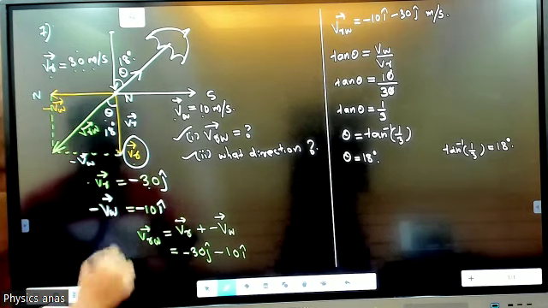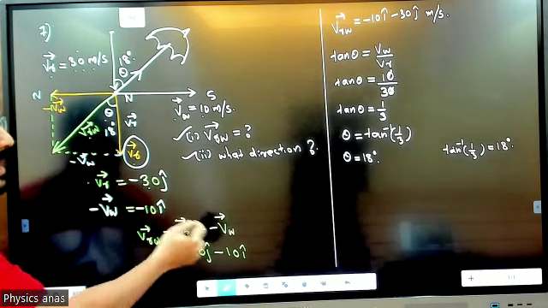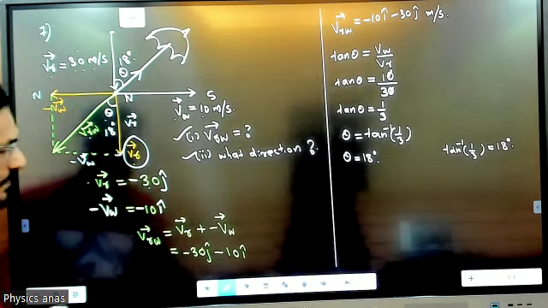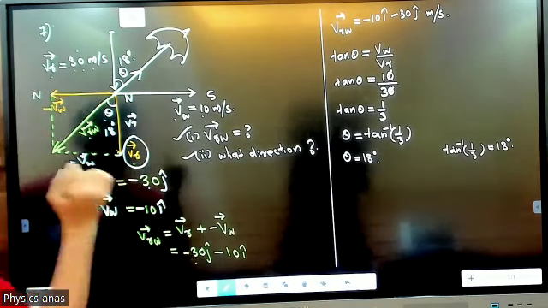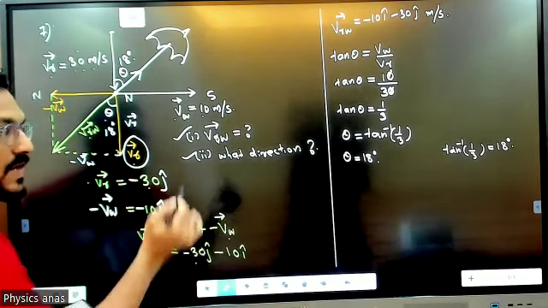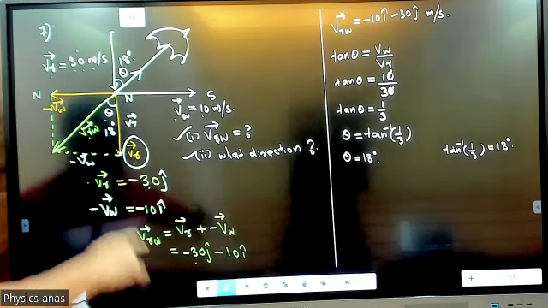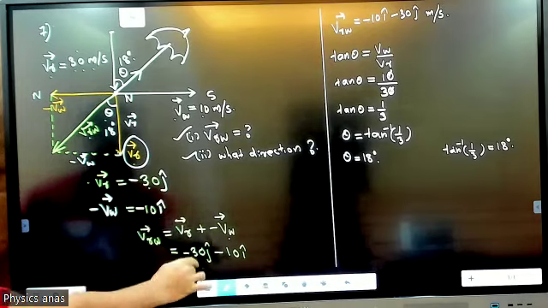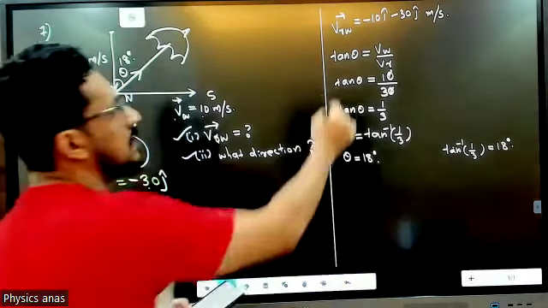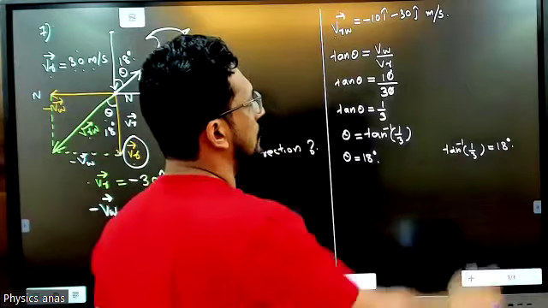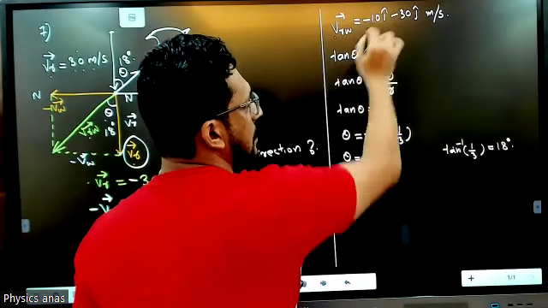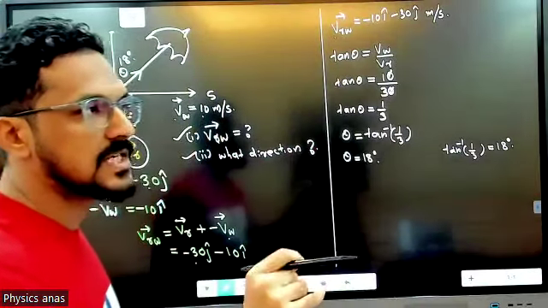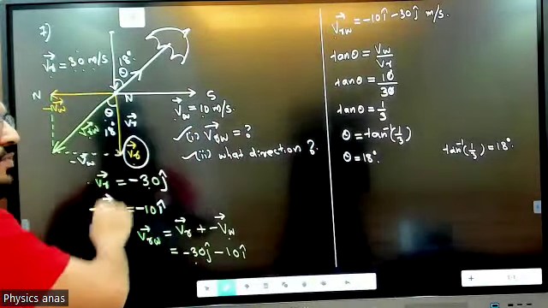If you want to find the resultant vector, you can add them. You have to add the vectors. If I am adding the vectors, VR, that's the first vector, and minus VW, that is the second vector, you will get minus 30J minus 10I. If you are writing it, it will be like this: VRW will be minus 10I minus 30J meter per second. That will be the velocity of rain with respect to woman.